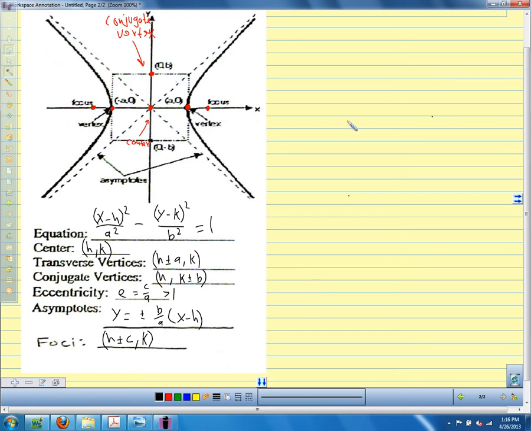And for an ellipse, c squared equals a squared plus b squared. Sorry, for a hyperbola. For all hyperbolas, c squared equals a squared plus b squared. So it's a little different than with an ellipse. With an ellipse, we had a squared equals c squared plus b squared. So it's a little different.